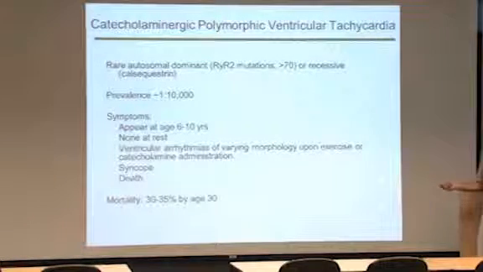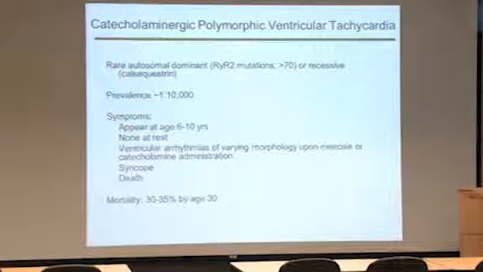You have these arrhythmias upon exercise or catecholamines. Syncope: people faint because of their arrhythmia. One of the first signs of the disorder is sudden death, and the mortality rate is about 30 to 35% by age 30.